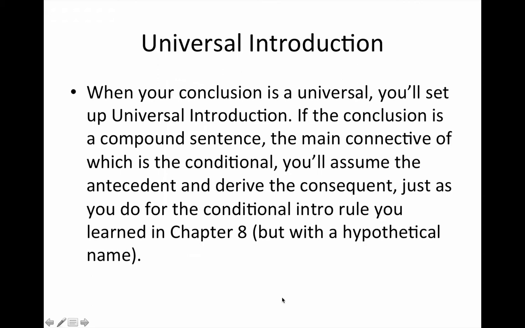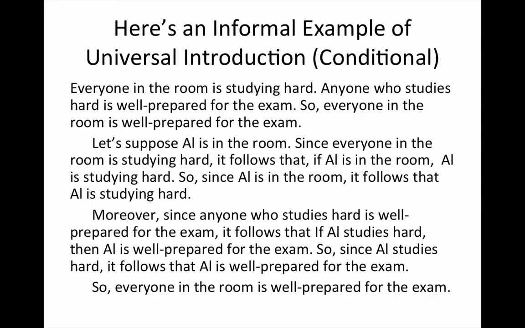Now let's move on to the universal introduction rule. There are two versions as a reminder. One is the universal intro that mirrors conditional proof, and the other is the universal intro that you use in all other instances where the step that you want to achieve is a universal. Here's an informal example of a proof that involves the introduction of a universal with a conditional as the main connective. Everyone in the room is studying hard. Anyone who studies hard is well prepared for the exam, so everyone in the room is well prepared for the exam.